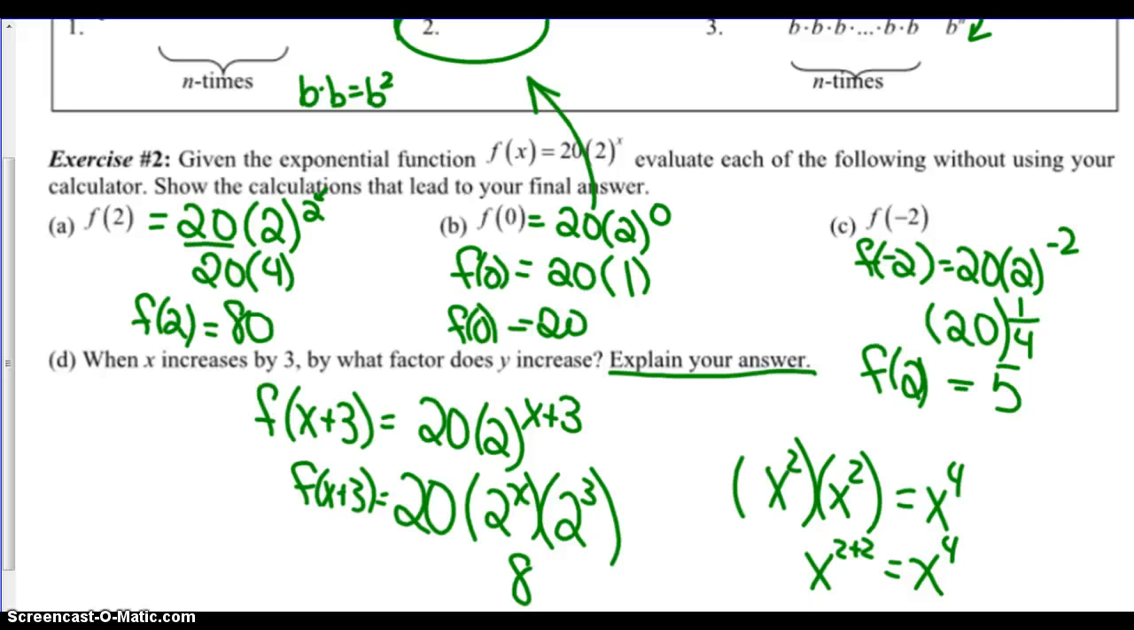And you're going to explain that by saying that I used the properties of multiplying the bases. I add the exponents, and I was able to use that property to expand out the exponent of x plus 3.